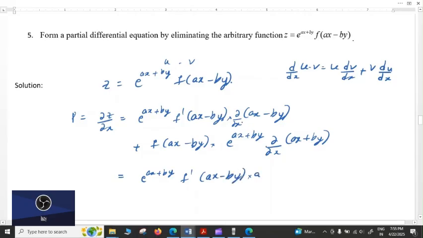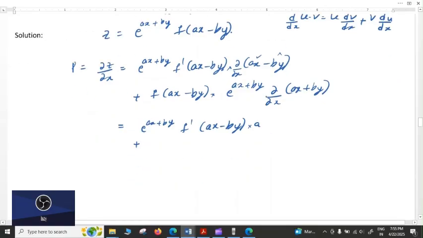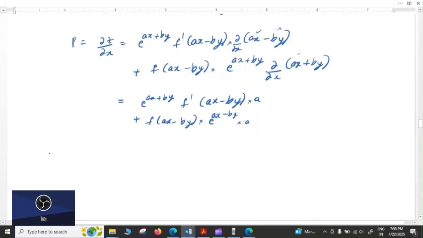Yes, students, in differentiation of this, because x is the only variable and this is constant, you don't get this. You give this as 0, then plus. Now this remains as it is, f of ax minus by remains as it is, e raised to ax minus by. Differentiation with respect to x, again in this case, please remember, take only a, whereas to differentiate with respect to x, y remains constant.